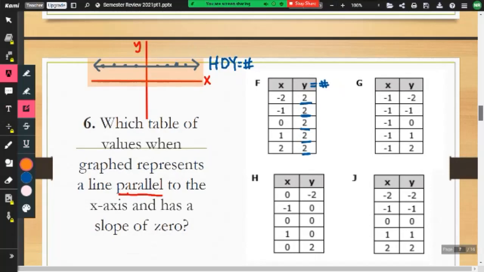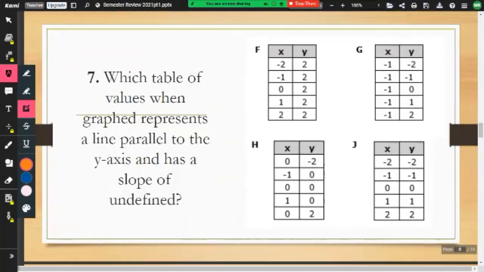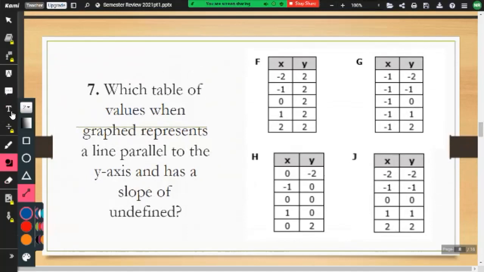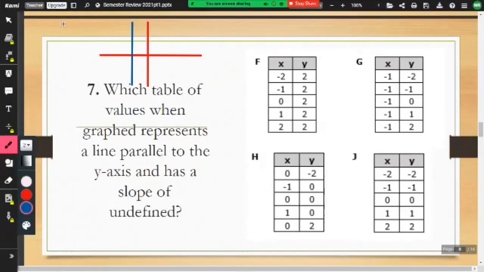Same thing with number 7. Which table values graph represents a line? Same thing, parallel to the y-axis this time. First, you need to know which direction your y-axis goes. Does it go up and down or left and right? The y-axis goes up and down. So if I need a line parallel to that, it would also go which direction? Up and down. Vertical lines are parallel to the y-axis.